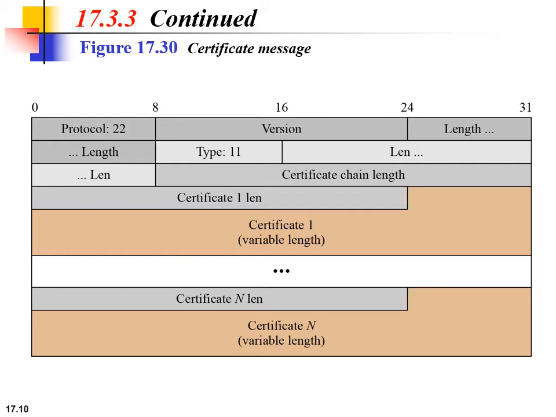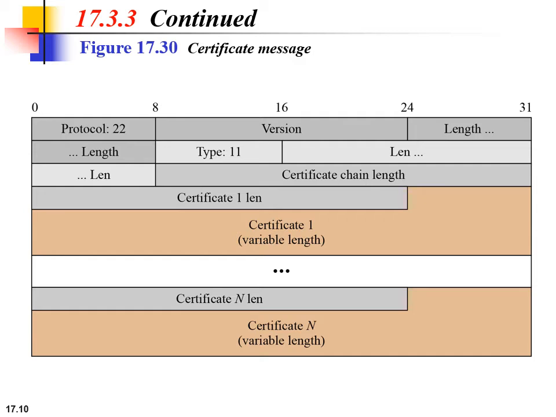Next one is the certificate message. The certificate message can be sent by the client or by the server to list the chain of public key certificates. So this is the format. Here the value of the type field is 11, and the body of the message contains the certificate chain length. This 3-byte field shows the length of the certificate chain. The field is redundant because its value is always 3 less than the value of the length field.